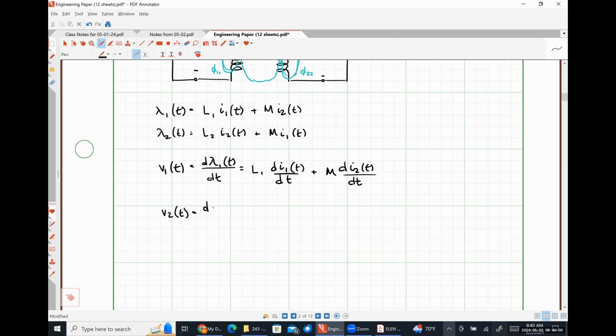And V2 will be the derivative of flux linkage 2, which is just going to be L2 times the derivative of I2 plus M times the derivative of I1 with respect to time. All right, so total voltage is some combination of a self-induced term and a mutually induced term. We're going to sort out the signs for all of this in a moment by using what's called the dot convention, okay?